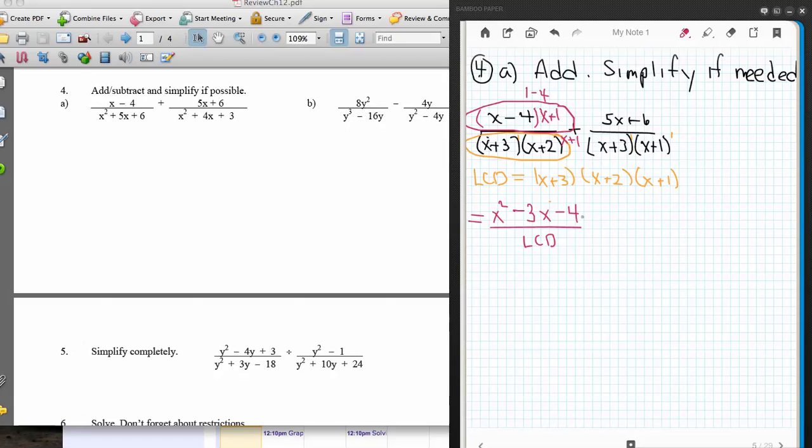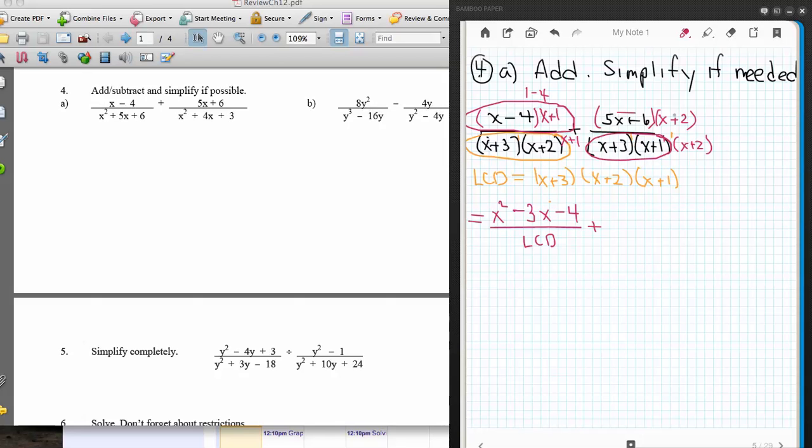And I don't want to write that down for a couple of reasons. Number one, it's a lot of writing. And number two, it saves me from trying to cancel things when I really shouldn't. Now I'm going to focus my energy on the second term in this sum. And I'm going to see that I already have x plus 3 and x plus 1. That's this one and this one. So I need an x plus 2. So I'm going to multiply both the top and the bottom by x plus 2. And that'll give me my LCD.